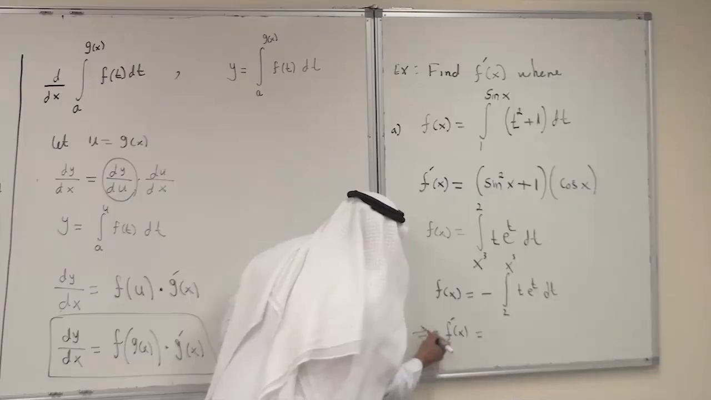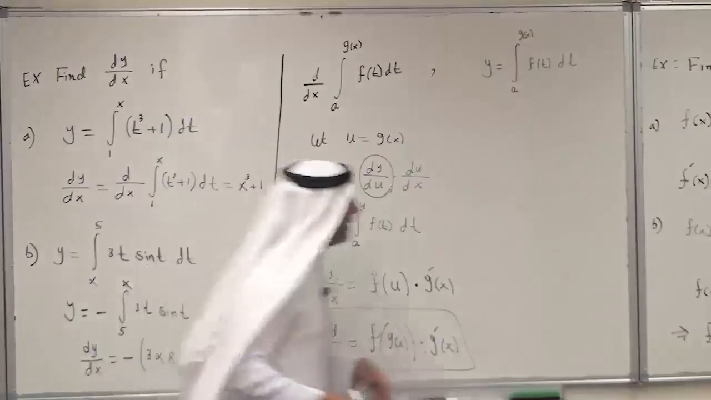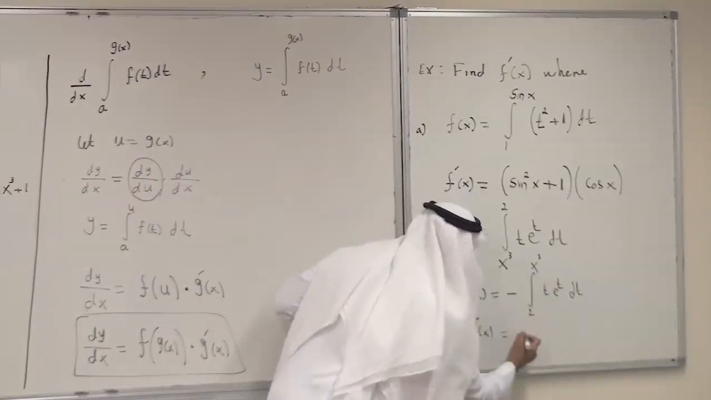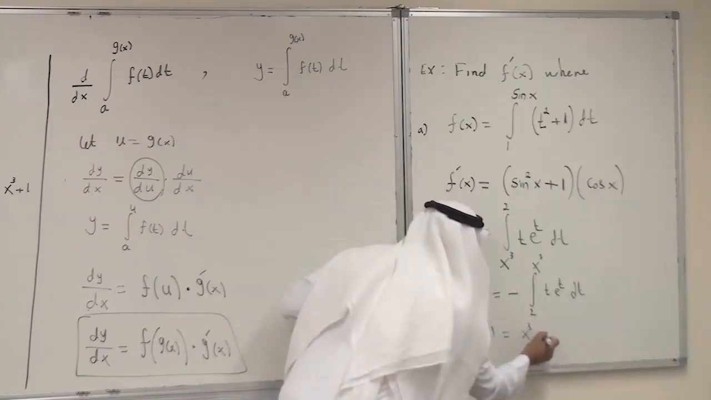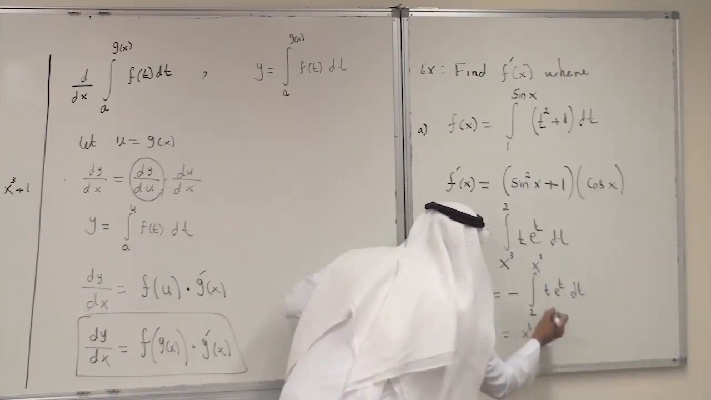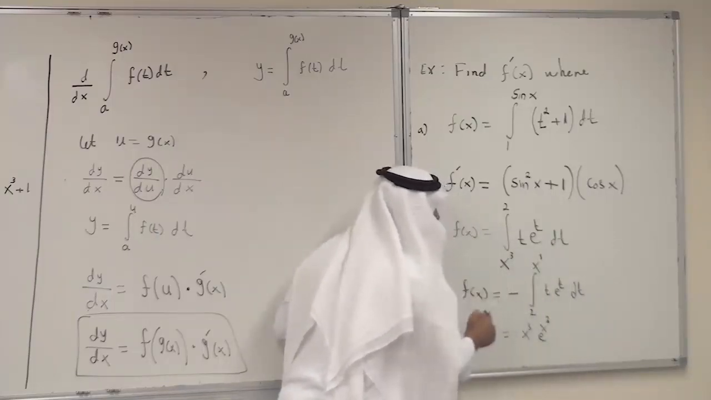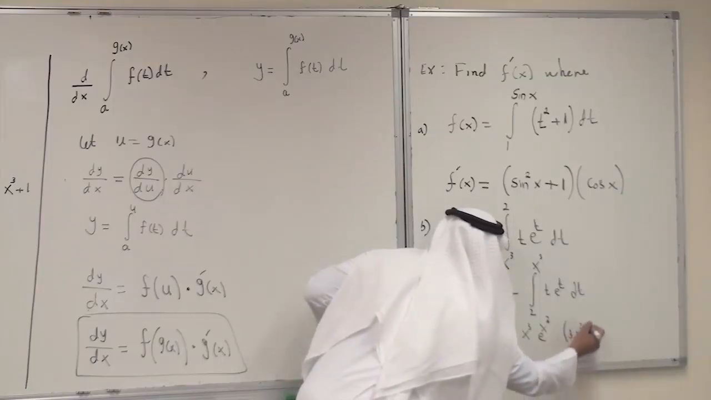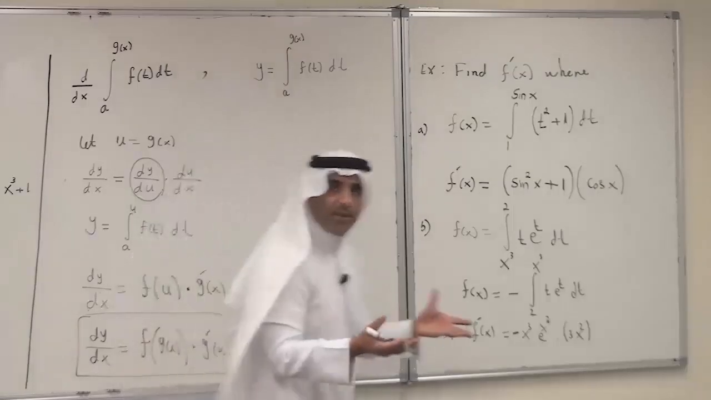Now, using the formula we derived here, you are simply replacing t by the function of x, so that will give you x cubed times e to the power x cubed, multiplied by the derivative of this. The derivative of this is 3x squared. Don't forget the minus sign we have outside, and then simplify to get the final answer.